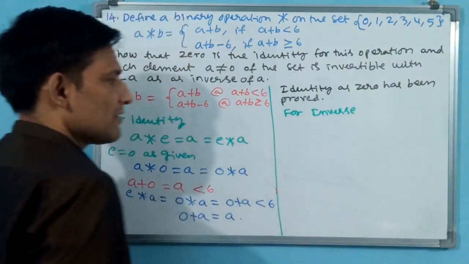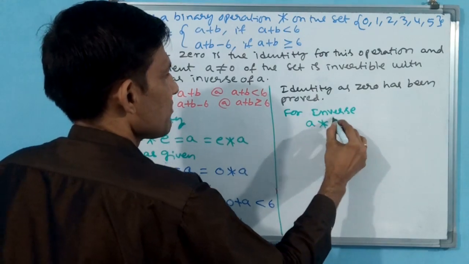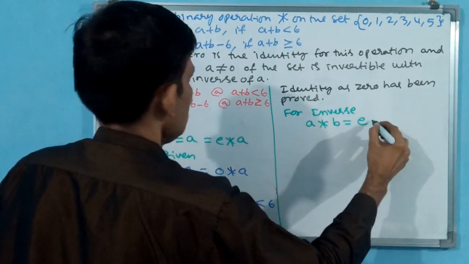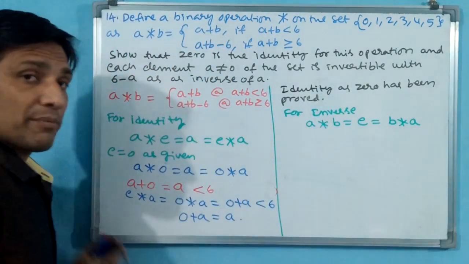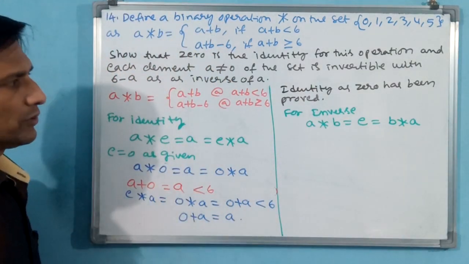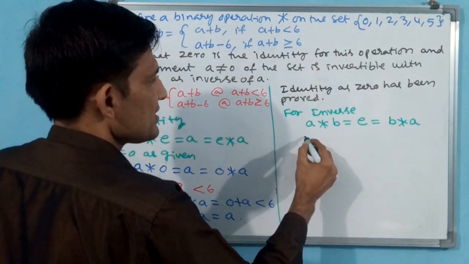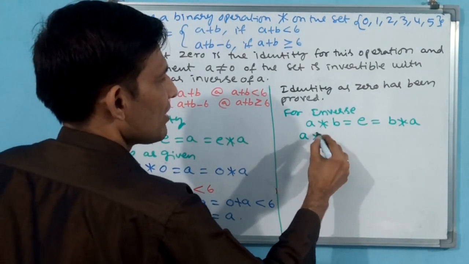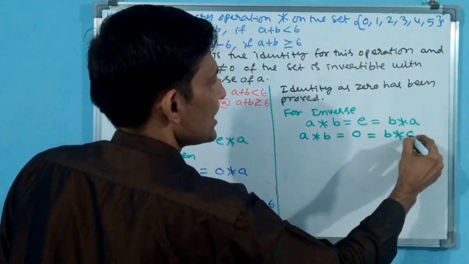What is the inverse statement like? The inverse statement is A star B is equal to E, that is equal to B star A. Here B is the inverse. Now you change this statement. A star B is equal to 0, that is equal to B star A.